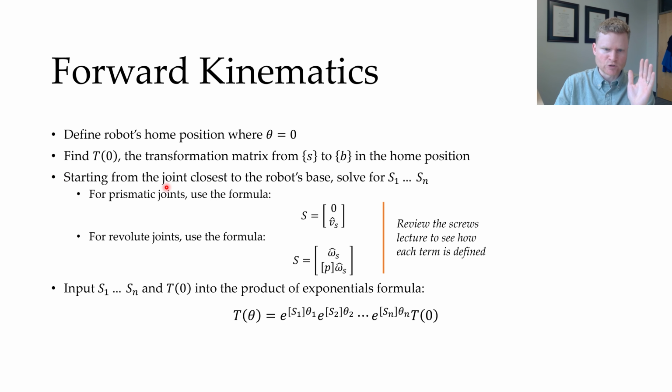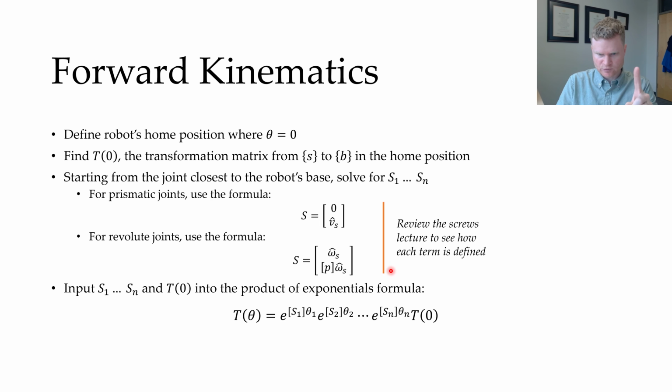Next, you want to start from the joint closest to the robot's base and work your way outwards. And you want to find all of the screws, S1 all the way out through Sn. Now, of course, you could have prismatic and revolute joints along this kinematic chain, and so you want to use the correct formula depending on what type of joint you have. If you have a prismatic joint, you want to use this formula right here. And if you have a revolute joint, you want to use this formula right here. And if you've kind of forgotten these formulas, or you don't know how to use them, check out our lecture on screws, which explains the definitions for both of these formulas.